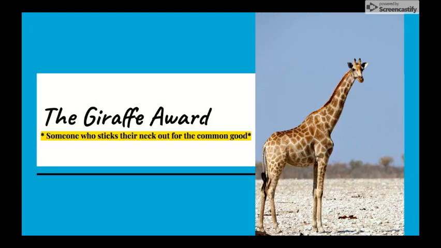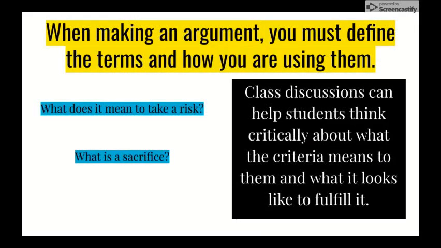So, for this award to be given out, students must analyze different cases of different people and make clear definitions of what a risk is. What is a sacrifice? These types of questions can begin class discussions to help students really think critically about what those different criteria mean and what it would look like for a person to fulfill them.